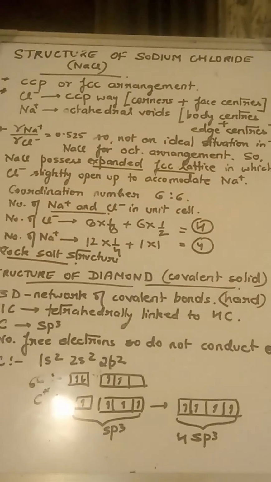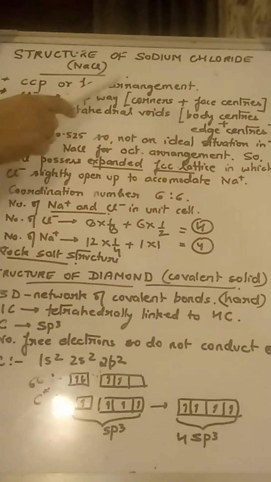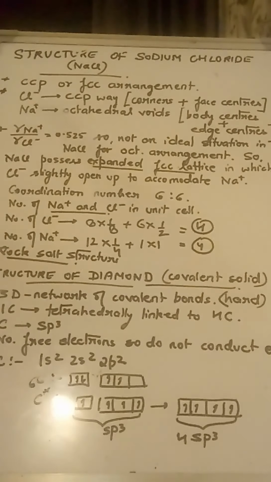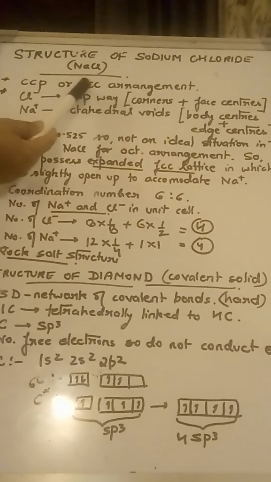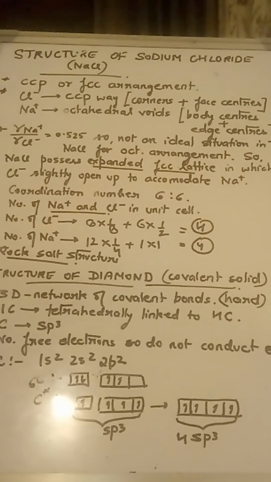So, structure of sodium chloride. Sodium chloride is an ionic solid and its structure goes like this. You will say that NaCl molecules arrange themselves in CCP or FCC arrangement. CCP or FCC is the same thing: CCP means cubic close packing and FCC means face centered cubic arrangement. So if it is asked what is the type of unit cell in NaCl, you have to say it is CCP or FCC arrangement.